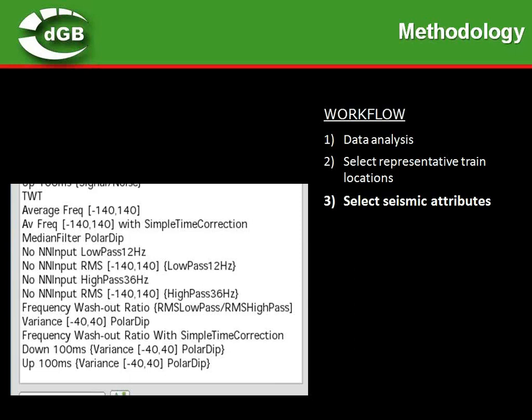The other thing is that you'll see a number of frequency attributes, because a lot of times we see a drop in frequency in these gas chimneys due to attenuation of high frequency. And so we have what's called a frequency washout ratio, which is a ratio of the low pass and high pass RMS amplitudes, which measures that type of frequency over a broad window, because these chimneys tend to occur over broad zones.